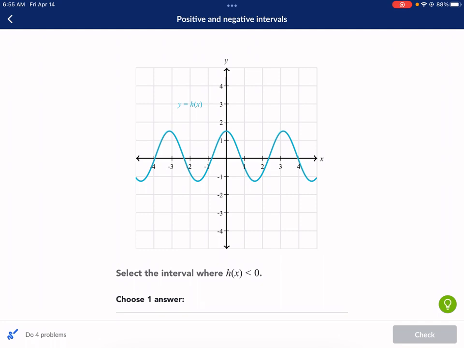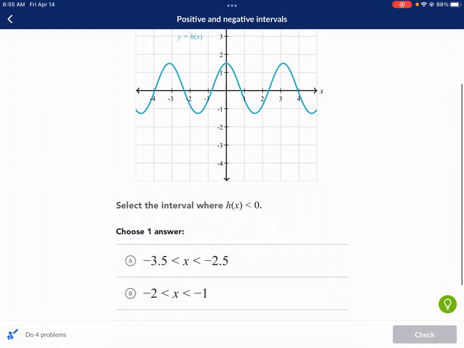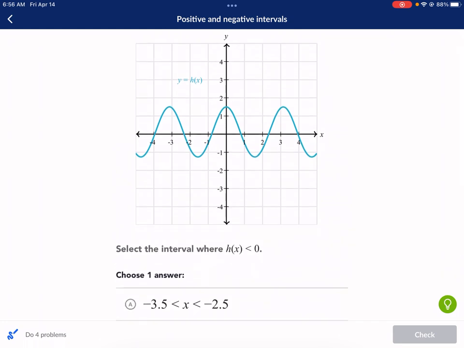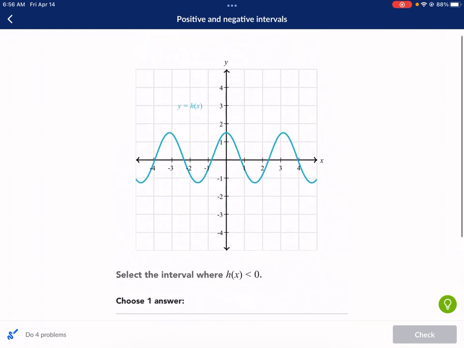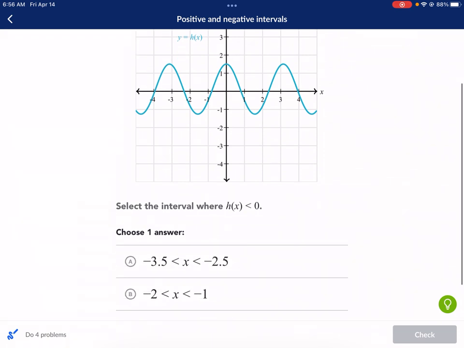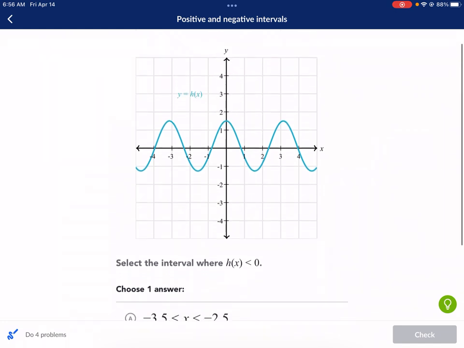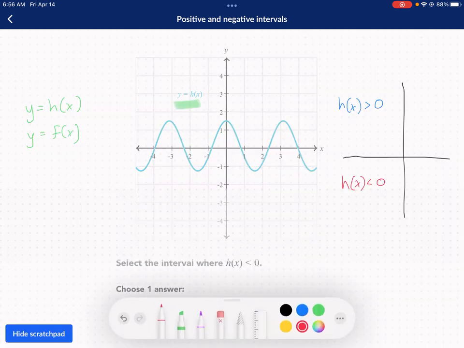With this Khan Academy exercise, this is actually a very commonly misconceived and kind of confused topic, and I'm going to tell you why. We're just supposed to select the interval where h of x is less than 0, and a lot of students get confused as to what h of x is and how to find it on the graph. So first, I've got a couple things written here.